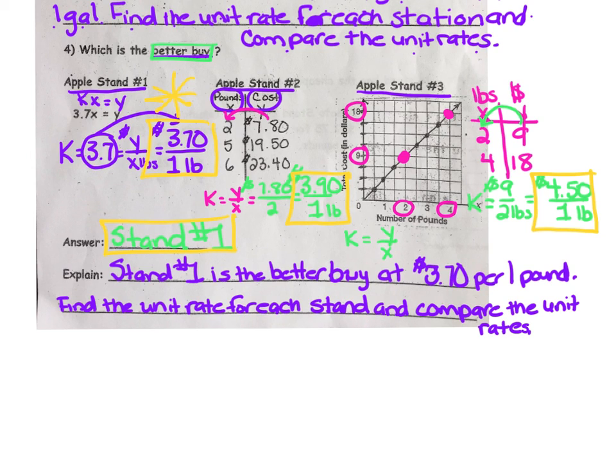The written explanation should have looked something like this. Stand 1 is the better buy at $3.70 per 1 pound. Find the unit rate for each stand and compare the unit rates. This concludes page 19.